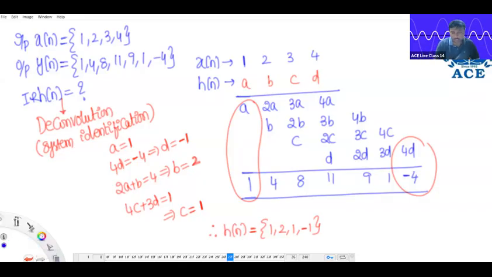This is one technique, the easy technique. We have another two techniques. Like convolution is a multiplication, deconvolution is a division. Just for an idea, I am giving the explanation, sir. So I'm moving to the next slide.